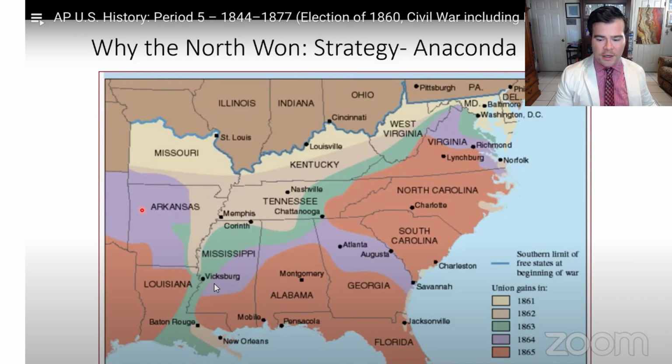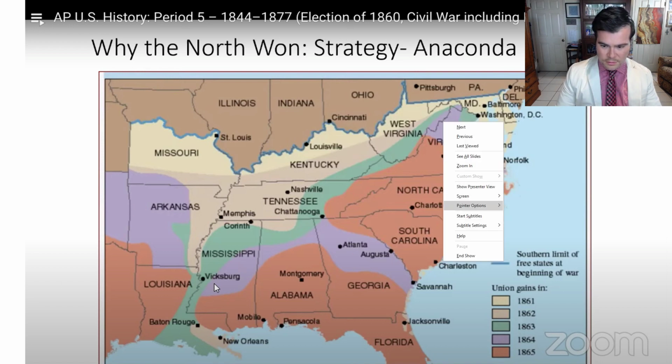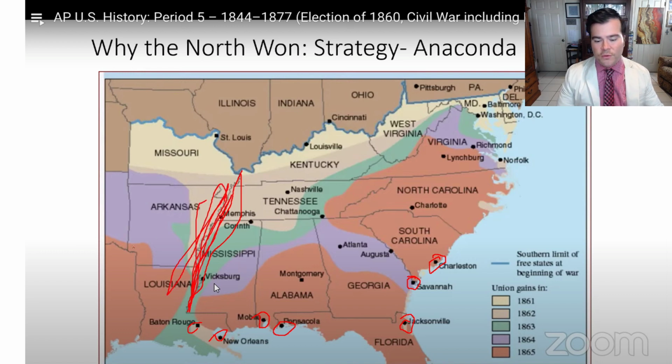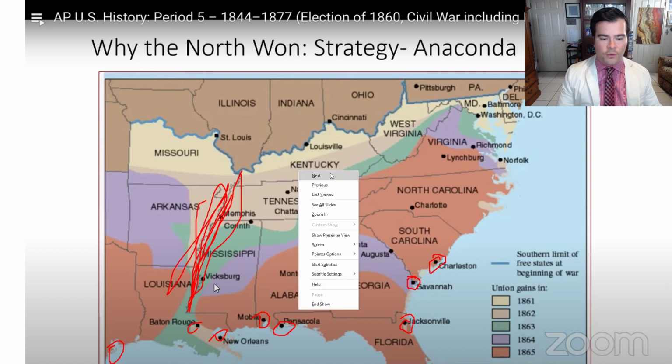Let's take a look. Anaconda Plan, blockading, guys. Let me get the pointer pen. So we got Charleston, Savannah, Jacksonville. We want to blockade all these port cities, guys. Okay, and they also want to take the Mississippi River to cut the South in half, right? And we are at the Battle of Vicksburg, we'll be victorious. So you block these port cities, and you have Galveston over here, and they're not going to be able to resupply or trade and whatnot.